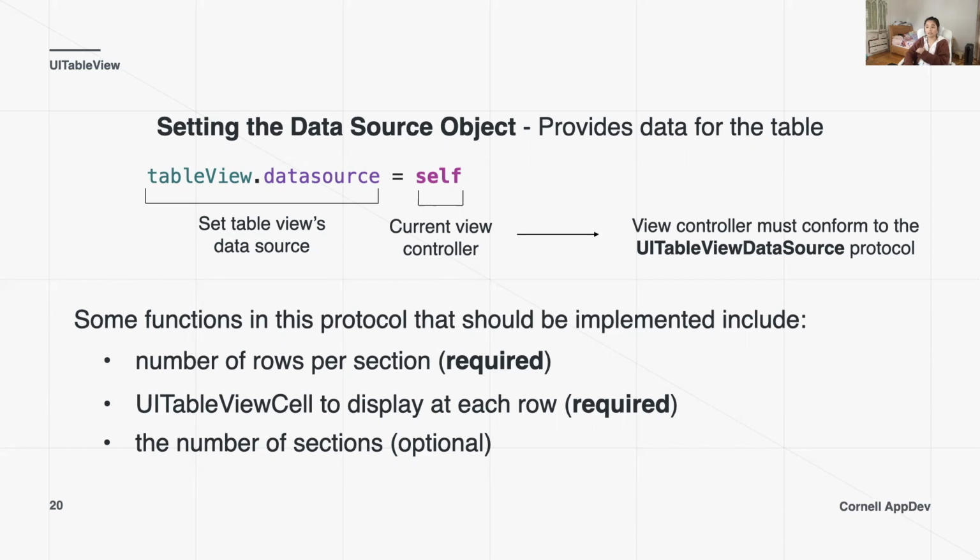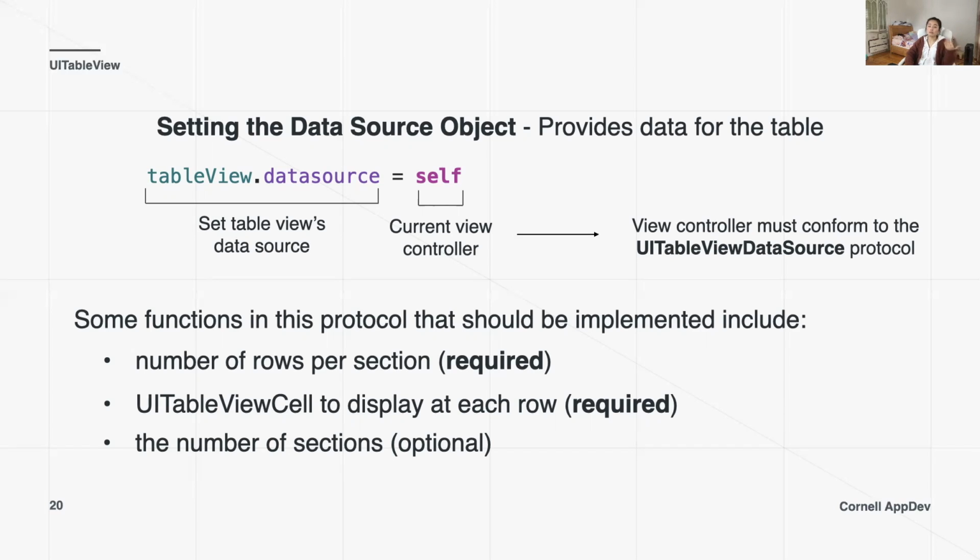view controller that we're in to now implement the UITableViewDataSource protocol for the table view. And if you recall, we talked about last week, protocols are basically kind of like interfaces. So they are a set of functions that we as a delegate have to implement in order to carry out the functionalities of the delegate and the protocol. And so by conforming to the UITableViewDataSource protocol, we now have to implement the following functions.